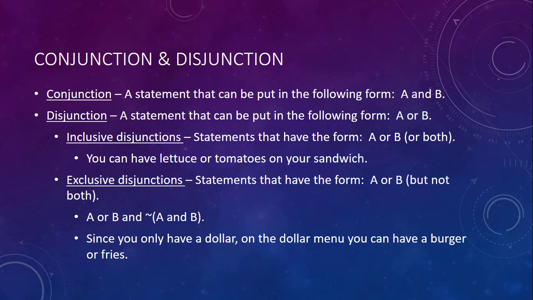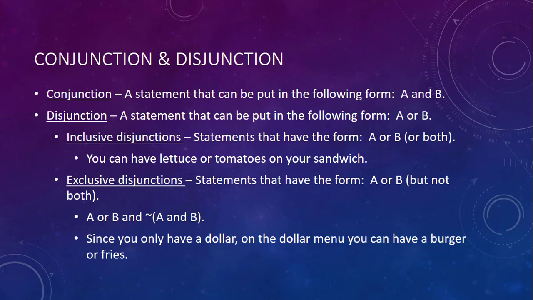An inclusive disjunction consists of statements that have the form A or B, and in parentheses, or both. So sometimes when we use the word or to connect two statements, we could be saying something like either A could be the case, or B could be the case, or it could be the case that A and B are the case. For example, you might say to someone that you can have lettuce or tomatoes on your sandwich. Well, when saying that, let's say in this context, you mean that you can have lettuce on your sandwich, you can have tomatoes on your sandwich. If you want, you can also have lettuce and tomatoes on your sandwich.